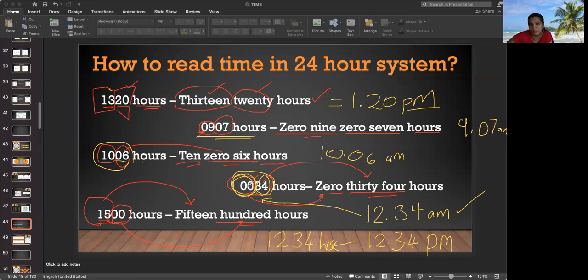Okay, that's why you have this 00, because it has not even clocked an hour yet. Now let's look at this 1500 hours. So 15, you know, it's way past 12. So if 12 is exactly 12 midday, then you'd have 13 at 1 o'clock, 14 at 2 o'clock, and 15 at 3 o'clock. So this would be 3.